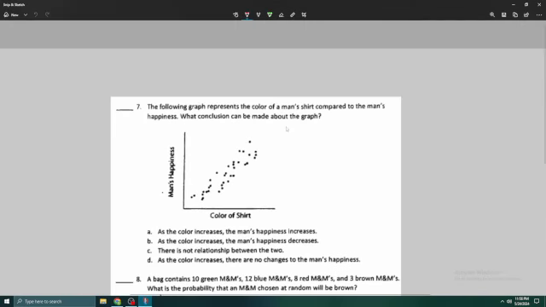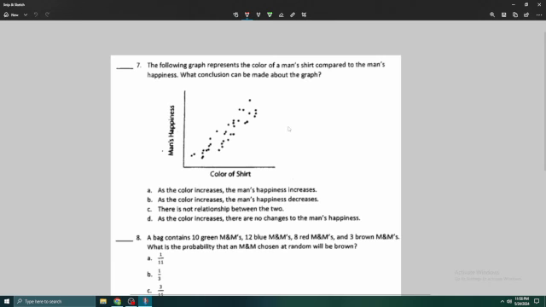Okay, so these are scatter plots, useful for analyzing a relationship between two variables. Here we can clearly see what we would call a positive association, and all that means is that this would be our x variable, this would be our y variable.